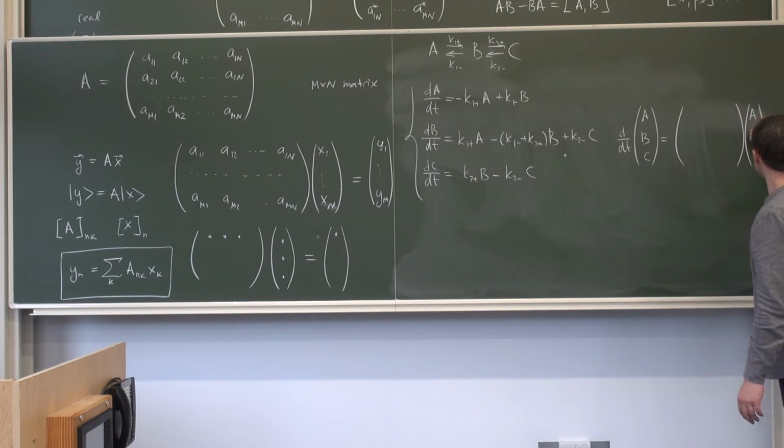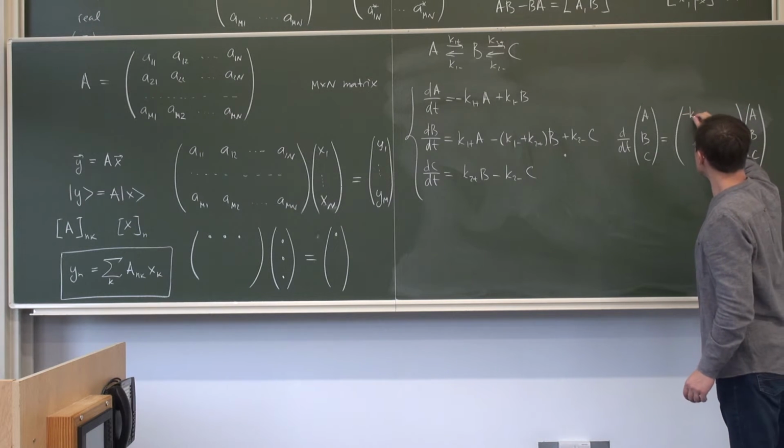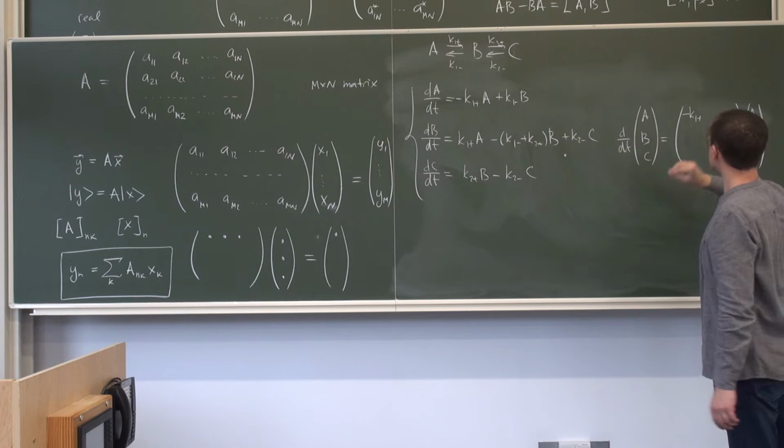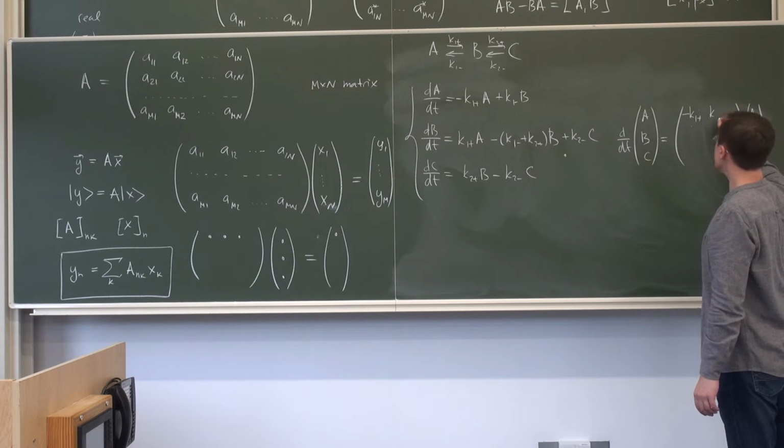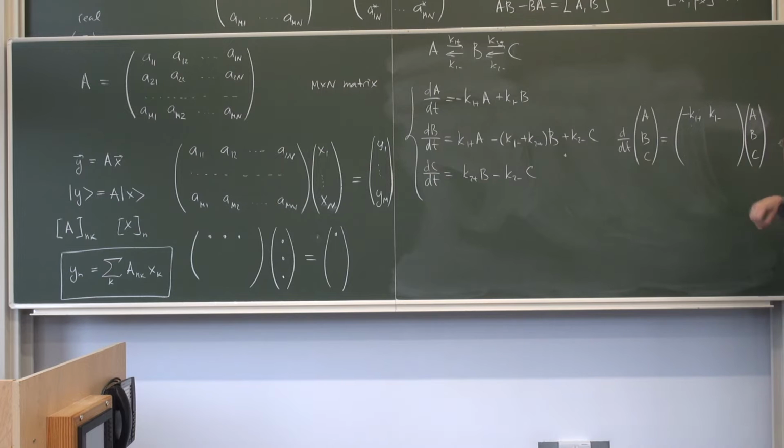We have here A, B, and C, and let us think what we need to put into this matrix in order for the equations to match up. Well, okay, that is a column, so we multiply by a row and sum it up. So we need minus K1 plus to match up with A, then K1 minus to match the location of B, and then there is no C in here, so we have a zero. Well, that's the first row of our matrix.